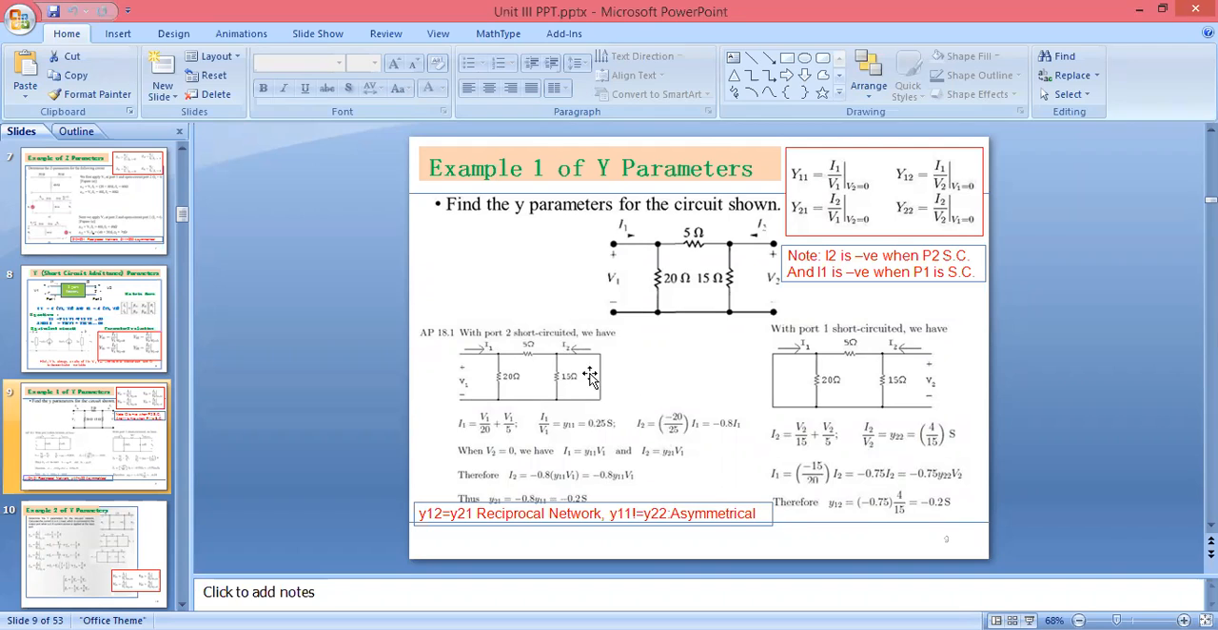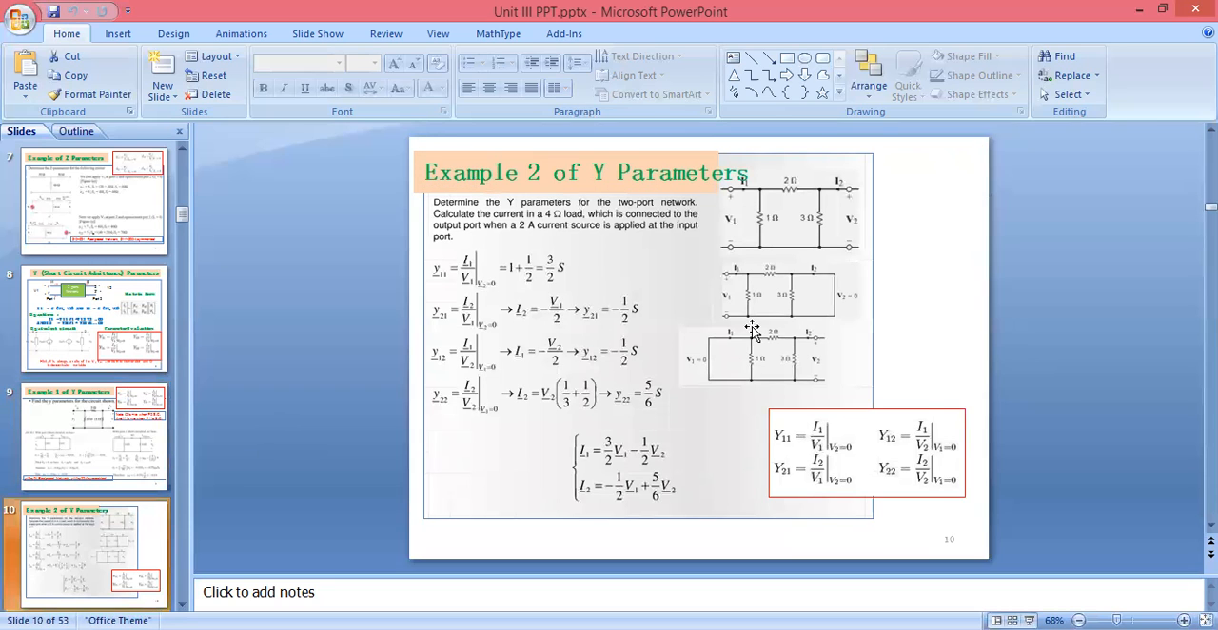You can use the current divider rule to calculate I2. Again, for this side, you can consider V1 equal to 0 volt. We considered V2 equal to 0 volt earlier, and now we can consider V1 equal to 0 volt. And you can short port 1 and calculate the value of I2 by using KCL. After getting I2, you will get the value of I1 by using the current divider. The same concepts will be useful here. If you calculate, you will get the values for Y11, Y12, Y21, Y22.